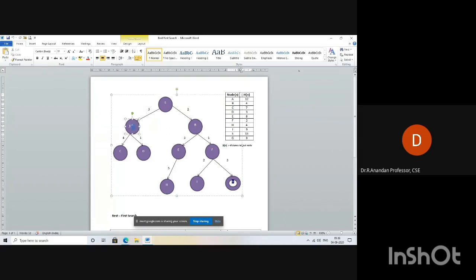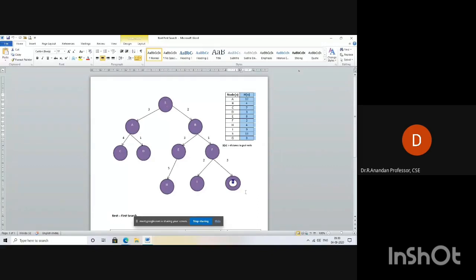Suppose I take a node A, the distance from node A to reach the destination directly is 12. Suppose I take 12 kilometers, it takes 12 kilometers. Node B to G, it is 4. C to G, it is 7. This is known as heuristic distance. This is only prior information given. In uninformed search, this information will not be given. In informed search, this information is given. This is known as heuristic distance or distance to the goal node.